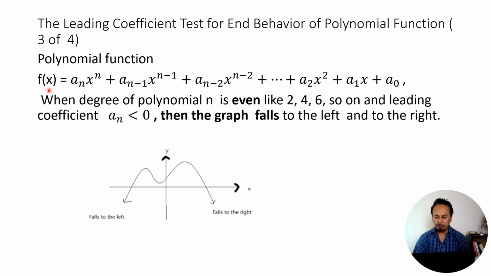Okay, if the degree n of the polynomial function is even, like 2, 4, 6, and the leading coefficient is less than 0, then the graph falls to the left and to the right.